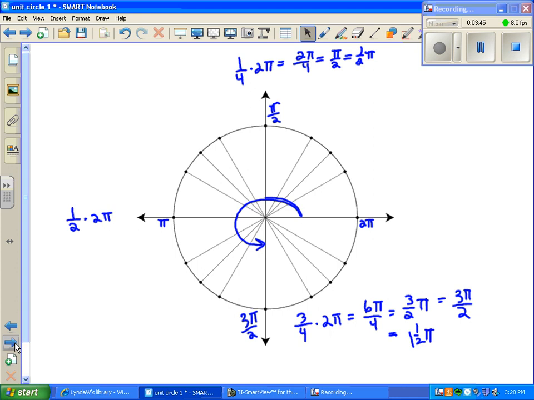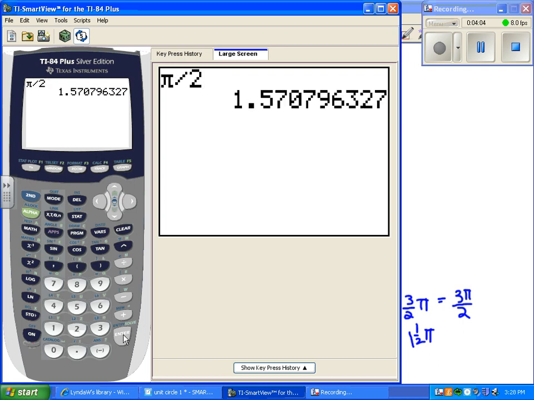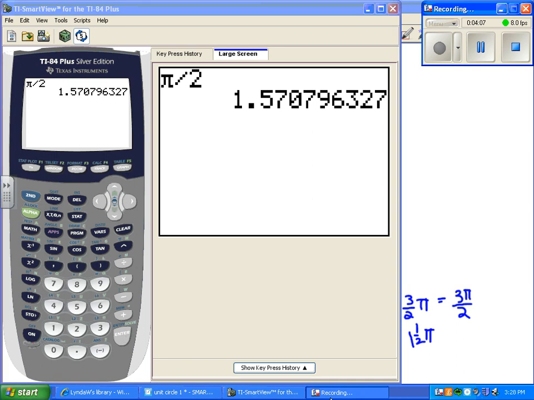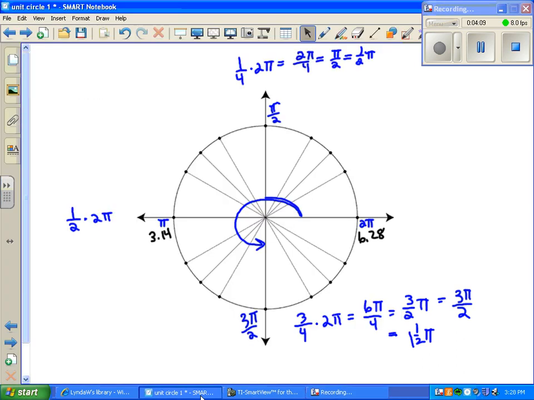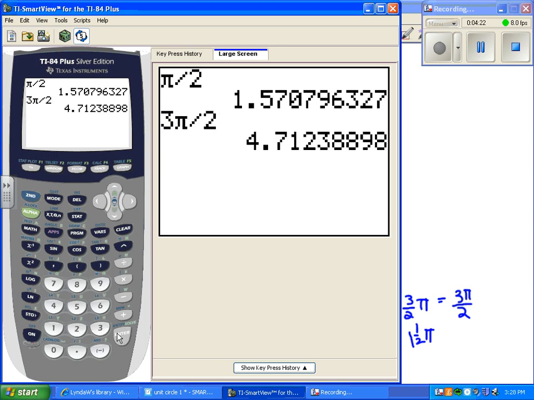Now, I'll often have students go through and write the decimal equivalents for these. Pi, of course, is 3.14. 2 pi is 6.28. Pi over 2, if you go to your calculator and type in pi divided by 2, gives you the decimal approximation of 1 and 57/100ths. And on the bottom, 3 pi over 2, if you do the same thing, 3 pi divided by 2 is 4 and 71/100ths.